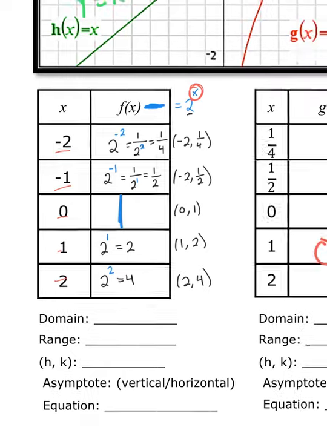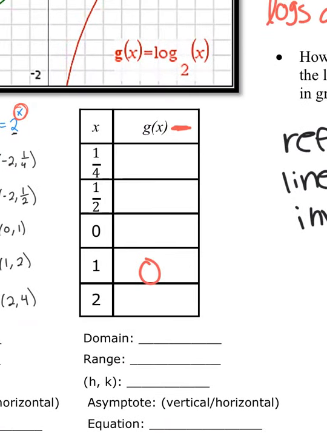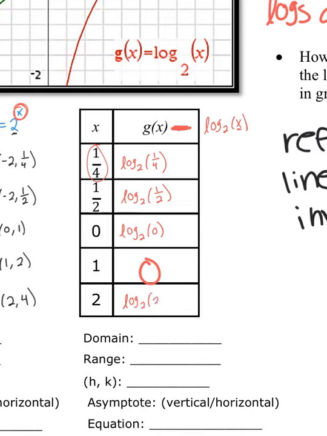Now, let's do g of x. So g of x, if you look at your graph up here, we said that it was equal to log base 2 of x. So I am not going to evaluate these quite yet. I'm just going to rewrite it in log form by replacing the x that's here with whatever x value is on my table. So this would be log base 2 of 1 over 4. This would be log base 2 of 1/2. Log base 2 of 1. This one had already told me it was 0. And then I've got log base 2 of 2.